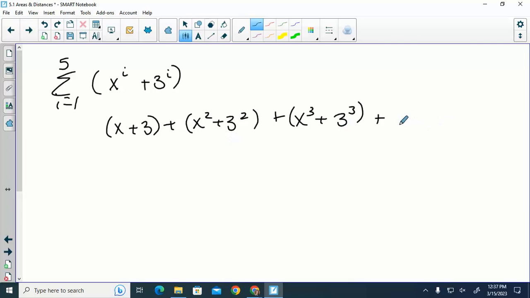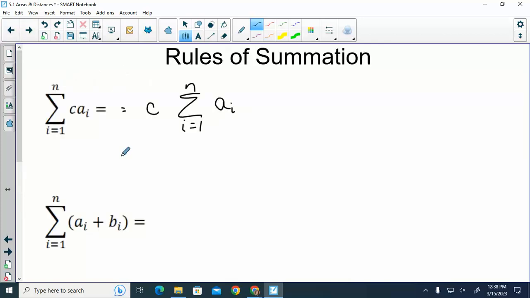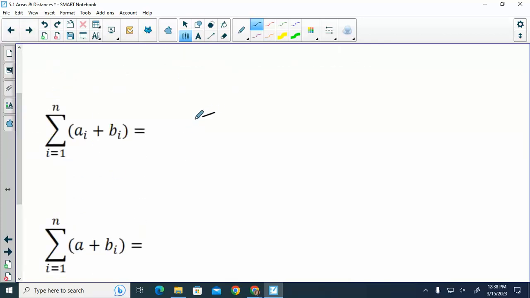Could I reorder these because we're adding? Could I put all of the x's together and put all the numbers together? We know we can add in any order, so that's not breaking any laws. So if you have multiple terms, you can add them up individually, and then just add those two sums together.